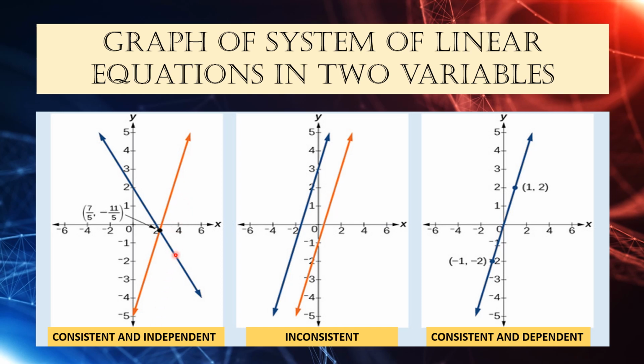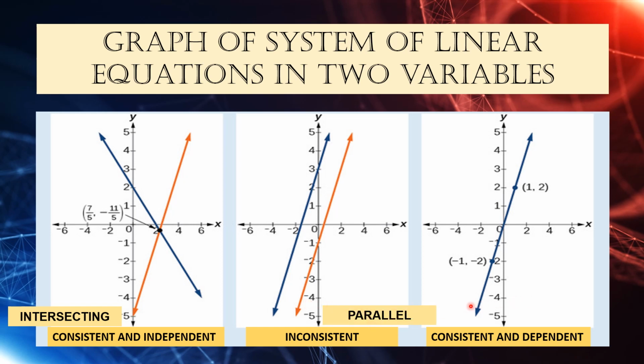And the graph is intersecting. Next illustration is the graph of inconsistent equations. As you can see, the two lines or two graphs are parallel with each other. Since there's no intersection point, inconsistent has no solution, and the graphs are parallel.